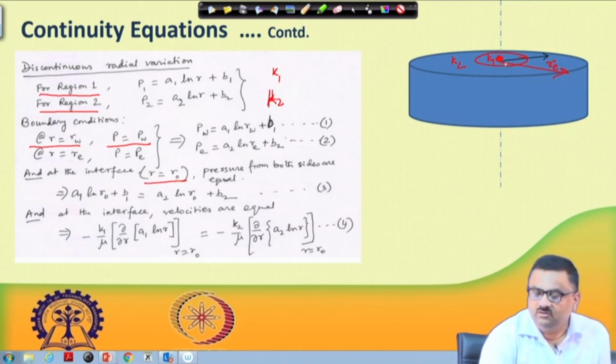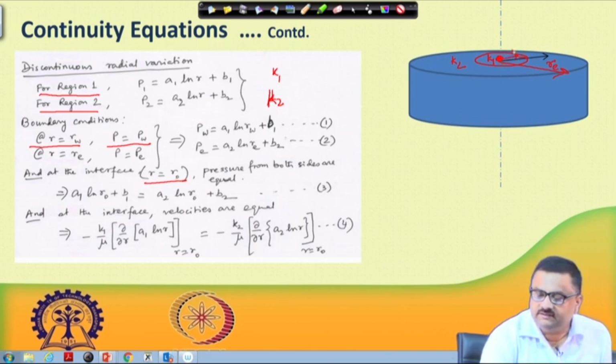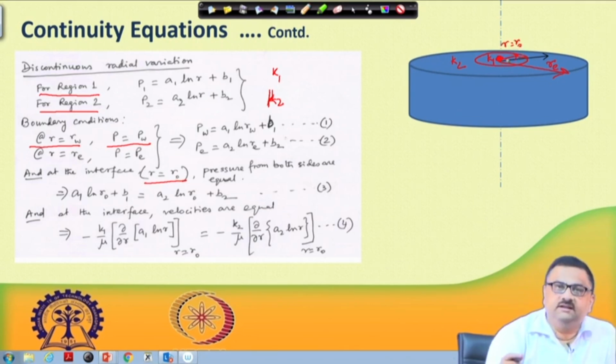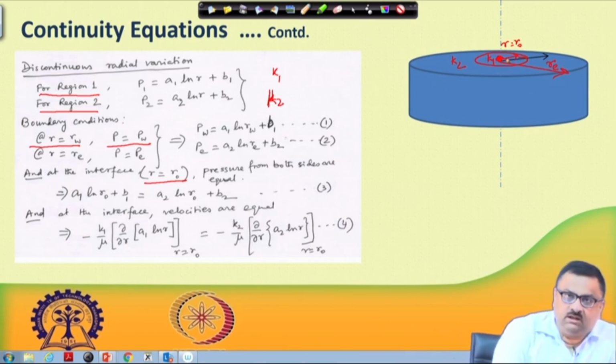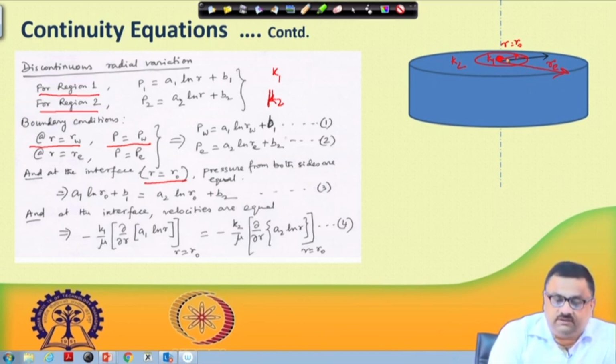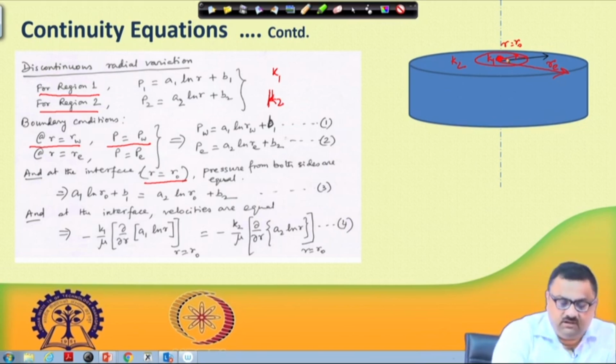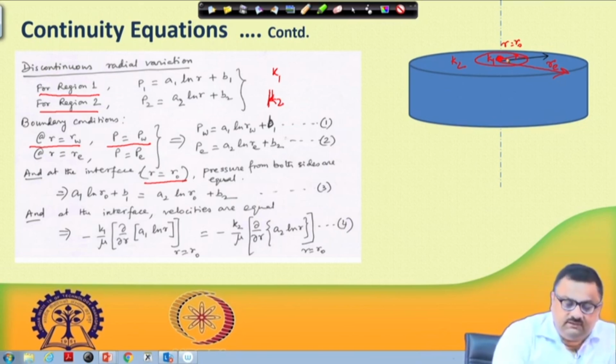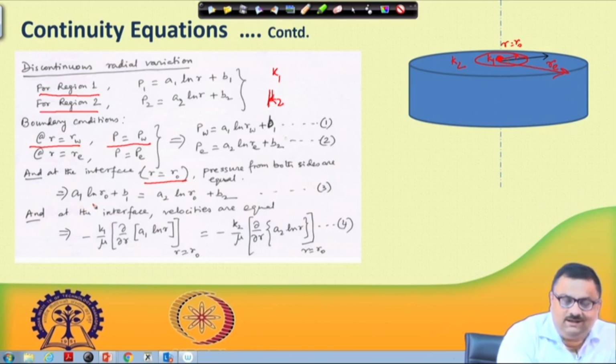At the interface, let us say r is equal to r0. So, you are calling this interface r equal to r0, where the transition from permeability K1 to permeability K2 takes place. At that interface r equal to r0, the pressure from both sides has to be equal, and the volumetric flux, that is the velocity, has to be equal. When we apply that, if the pressure has to be equal, then A1 ln r0.